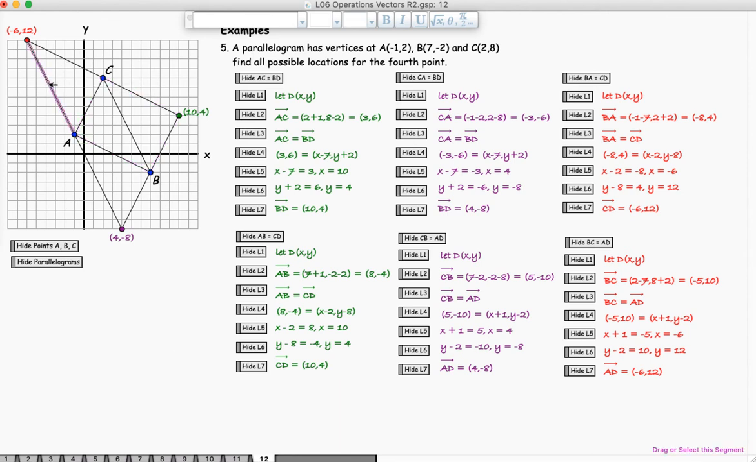If the point is located at negative 6, 12, that's the parallelogram for negative 6 comma 12. And the parallelogram for, actually that's positive 4 comma negative 8, would be that one. So we can see there are 3 different parallelograms. All right, that was a very interesting, challenging problem.